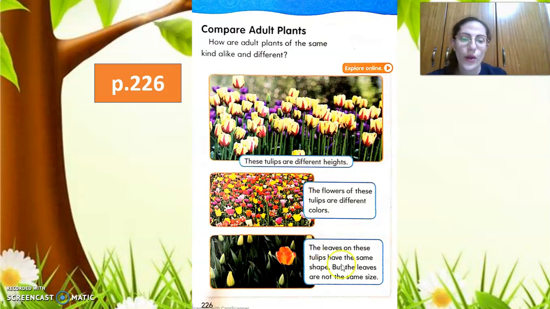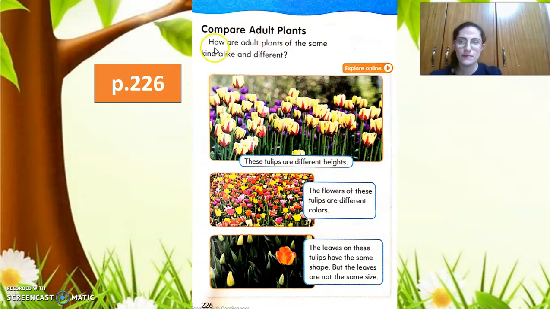Clear? So if the parent has a small leaf, then the adult tulip will have a small leaf like its parent. Clear? So far, so good? I'm gonna reread the whole page and then we're gonna recover the points, okay?